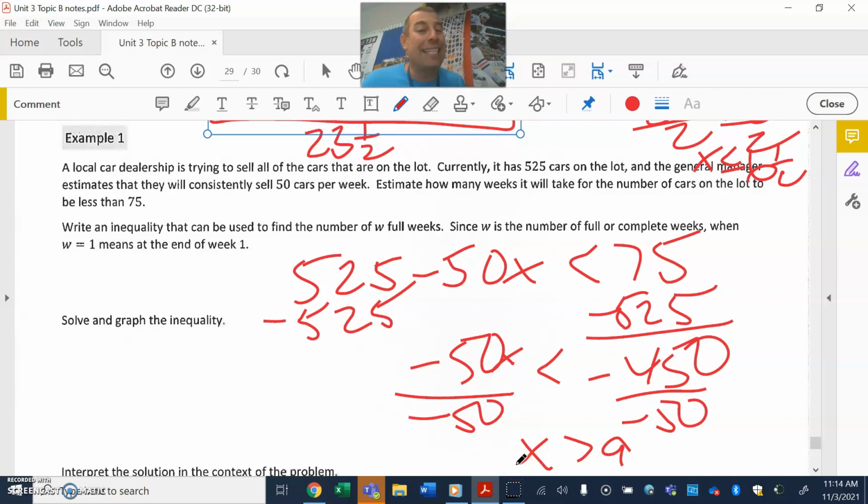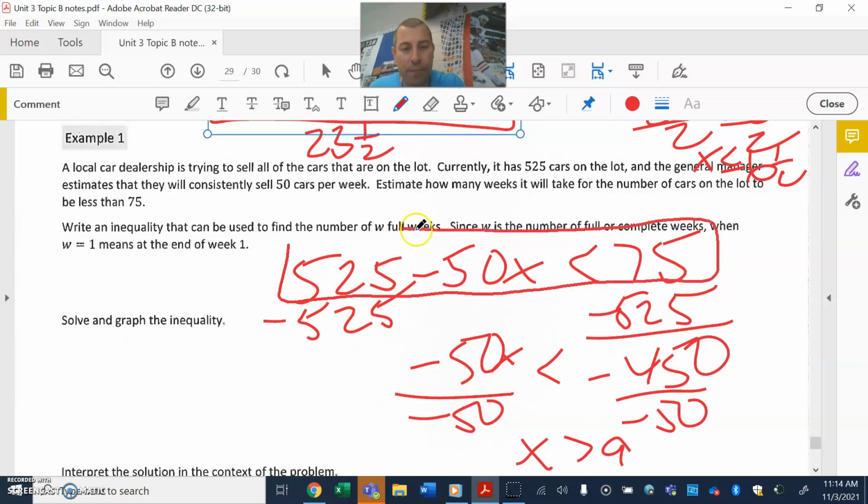So the idea behind this is 9 weeks will not work. Okay, if we do 9 there, and we can plug it in, go back to my original here. 50 times 9 is 450. If I subtract it away, it's 75. Well, 75 is less than 75? No. It is 75 there. So it should take about 9 weeks that we're using there.